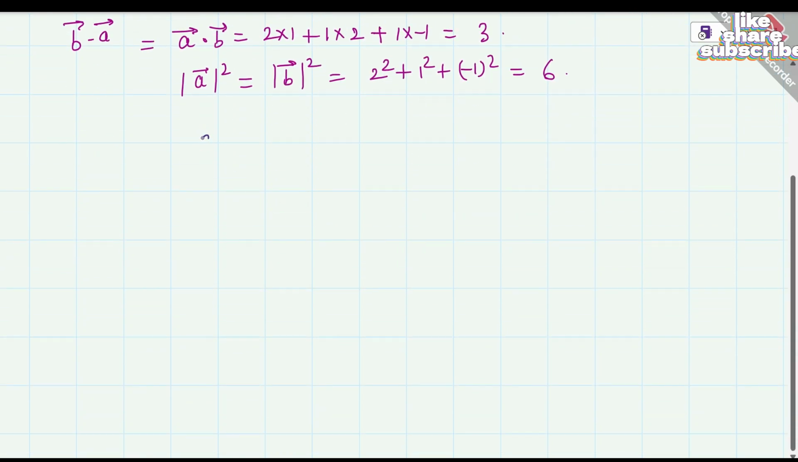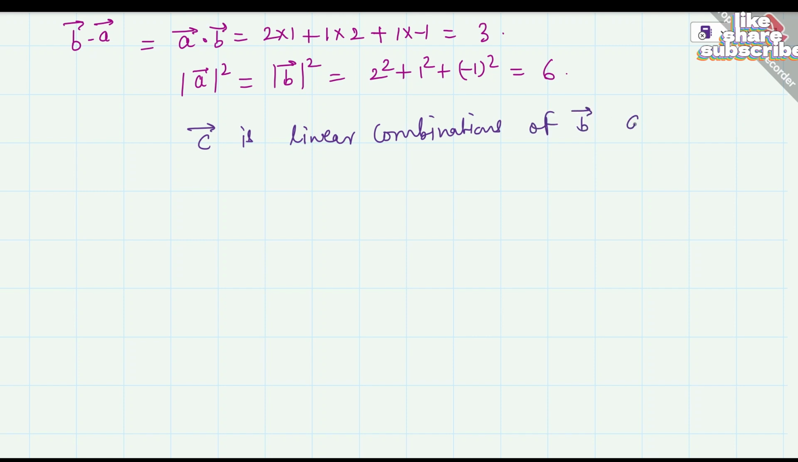Now, since C is a linear combination of vectors B and vectors A, therefore A cross B is perpendicular to vector C. This implies that A cross B dot C must be 0.